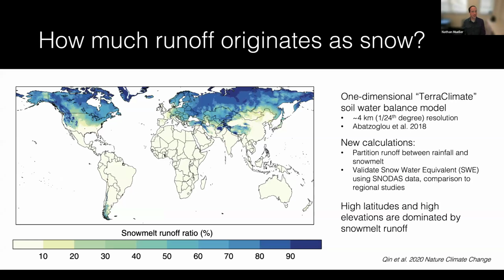All right. So that's on the consumption side, and then we need to look at the runoff side of things. So we also ask how much runoff originates as snow, and to do that, we use the TerraClimate model, and we actually added some new calculations to partition runoff between rainfall and snowmelt. And did a bunch of validation of that as well. And what we can see here is the snowmelt runoff ratio. So how much runoff in a given year comes from snowmelt. And it looks kind of as you would expect. It's really dominated by high elevations and high latitudes.